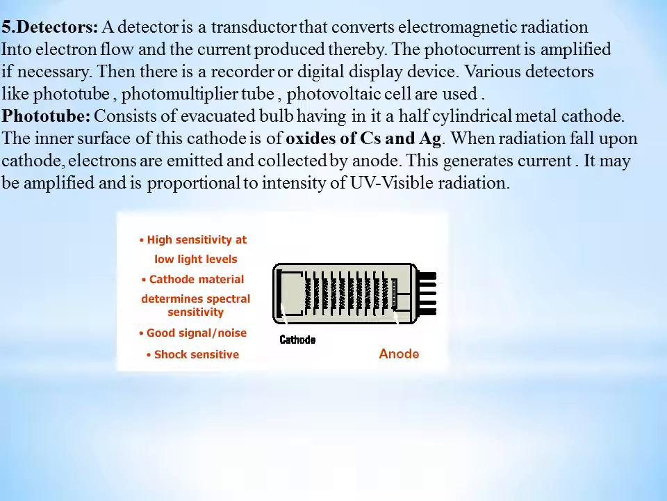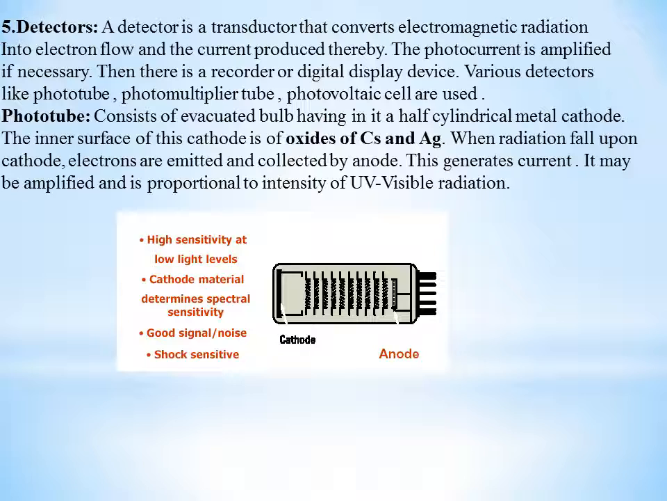Next component comes the detector. What is that detector? Whenever any monochromatic wavelength passes through our sample holder, through the sample solution, that sample will absorb some electromagnetic radiation and transmit the remaining radiation. So that we have to measure.